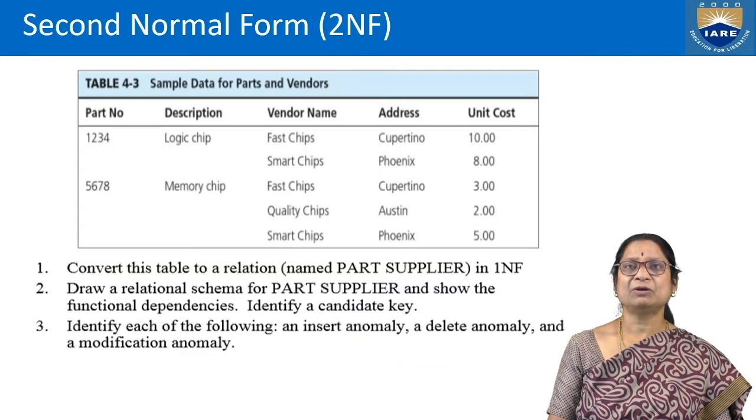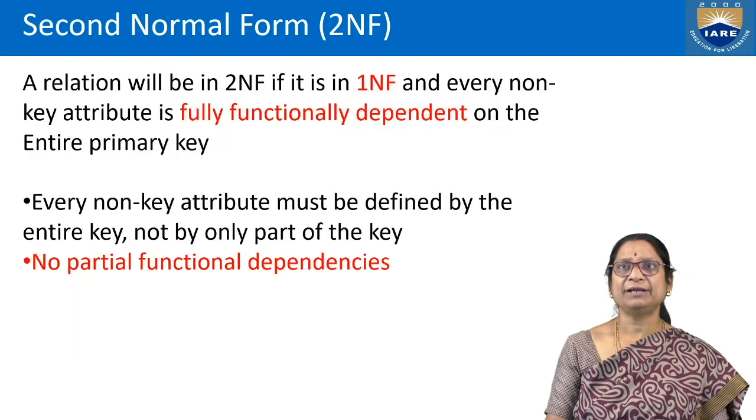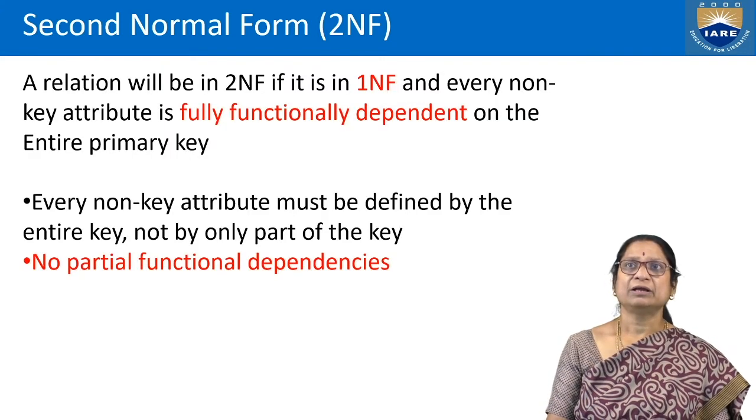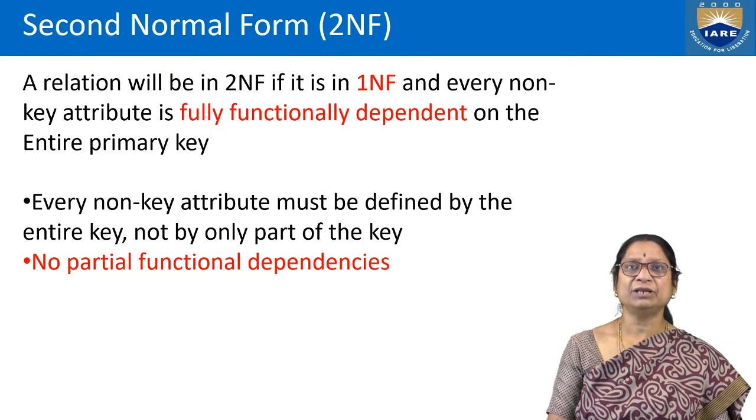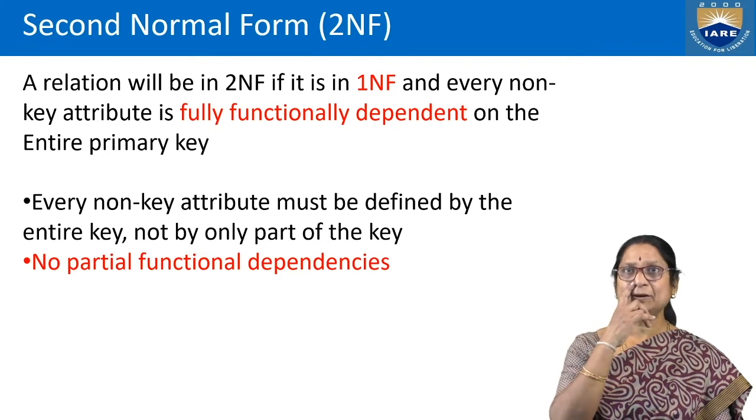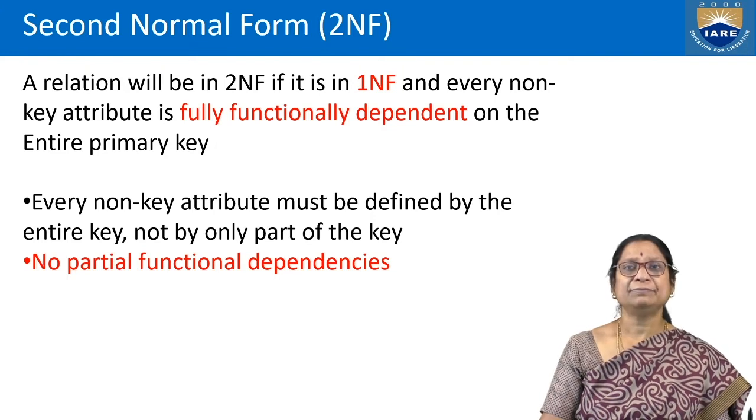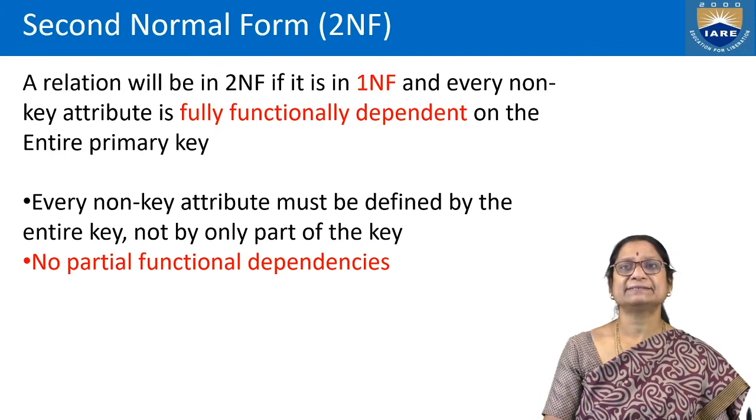Now, the second normal form is defined as: a relation is in 2NF if it is in 1NF and every non-key attribute is fully functionally dependent on the entire primary key. Every non-key attribute. In the previous example, only one non-key attribute was dependent on the entire primary key, but other attributes depend upon part of the key. So that's why those are partial functional dependencies.